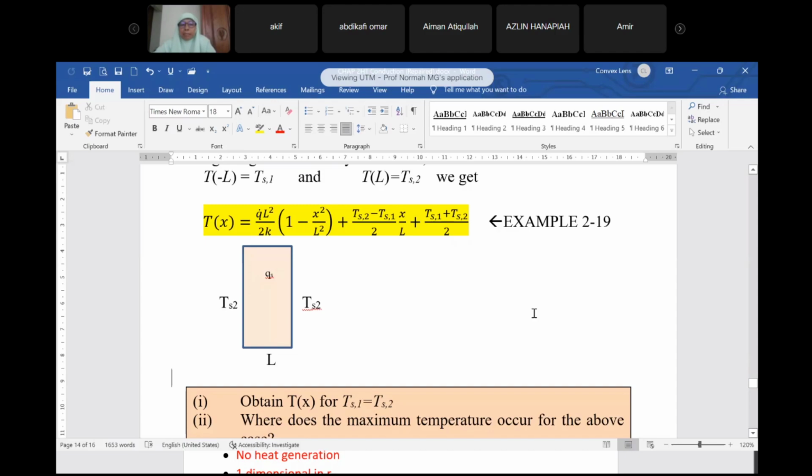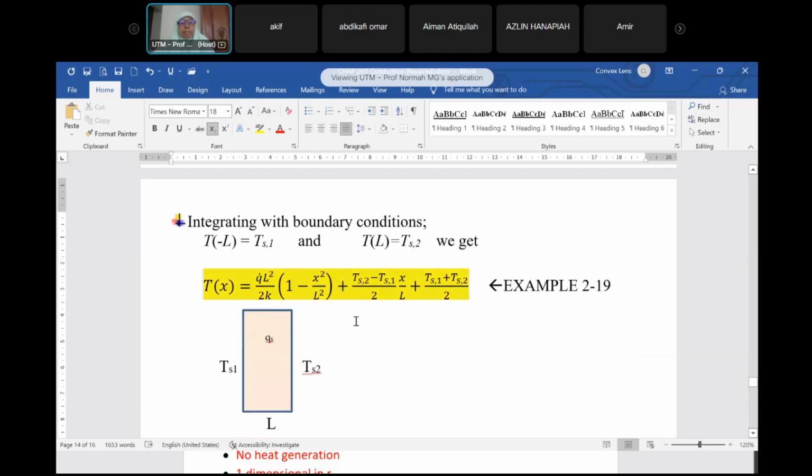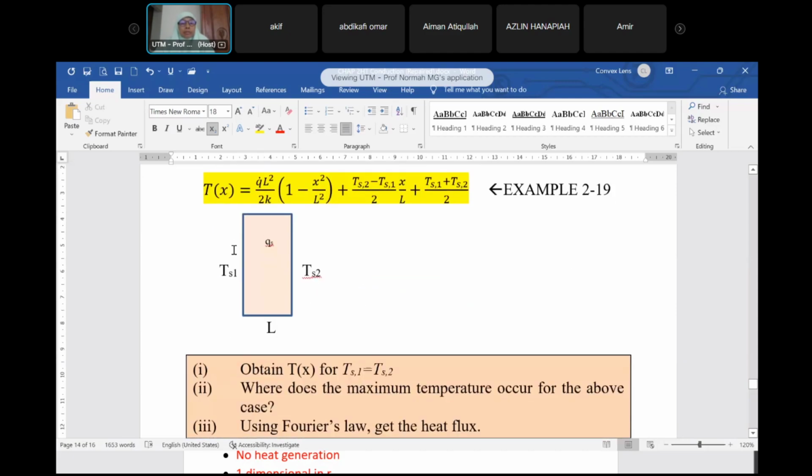Where does the maximum temperature occur? It cannot be TS2, because heat is being generated inside the wall. It's at the top middle. No, I think it's the top. The maximum will be TS1, because the heat at TS1 is higher than TS2. Heat always goes upward.